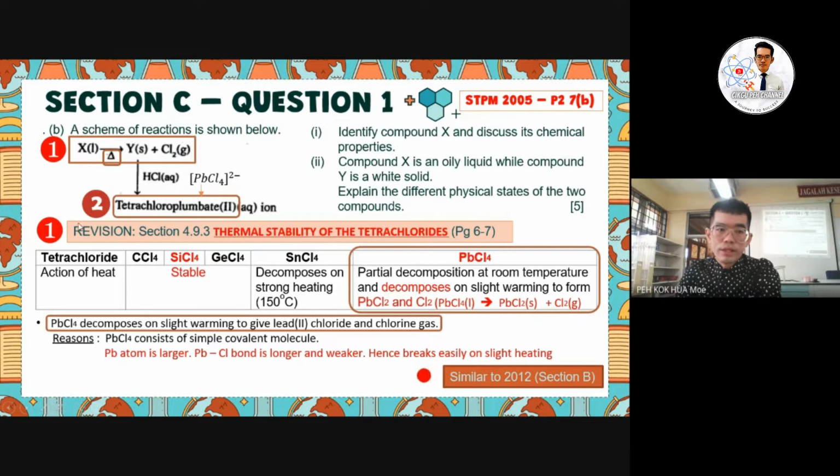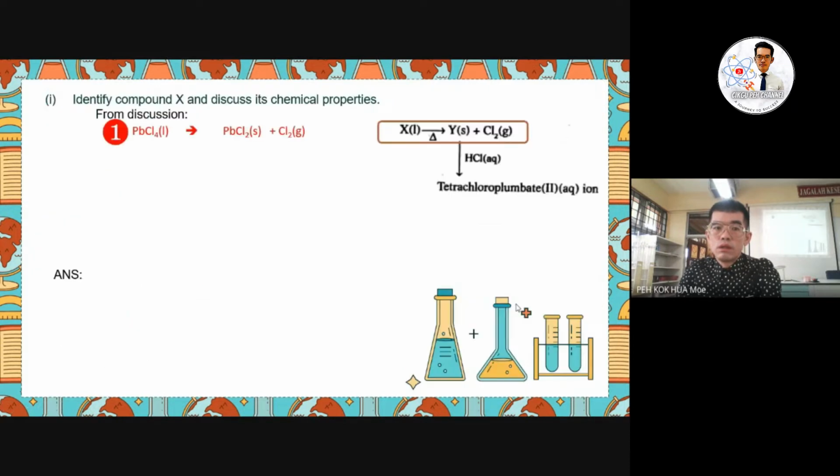So that means X will be lead tetrachloride. If we follow this equation, we are quite sure that X is lead tetrachloride, but the question is 3 marks. You have to give the chemical properties. For the first, you can discuss the thermal stability: the decomposition of lead tetrachloride to become lead(II) chloride and release chlorine gas. This will be the second mark.